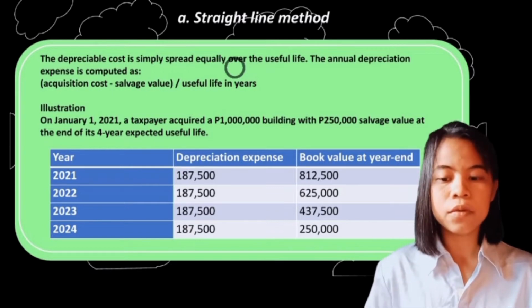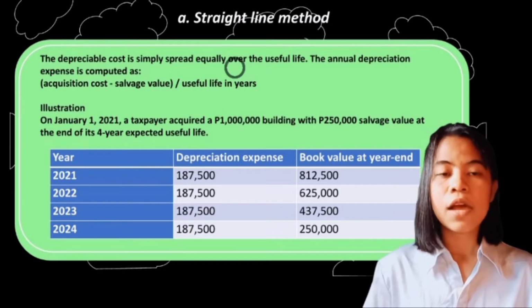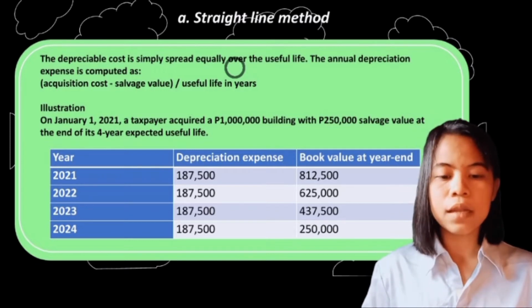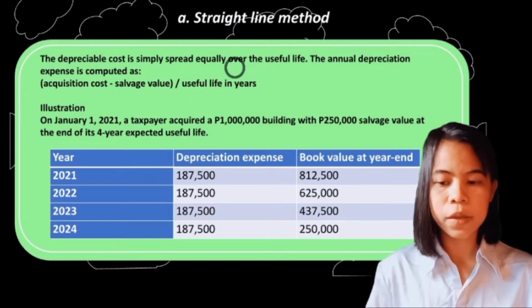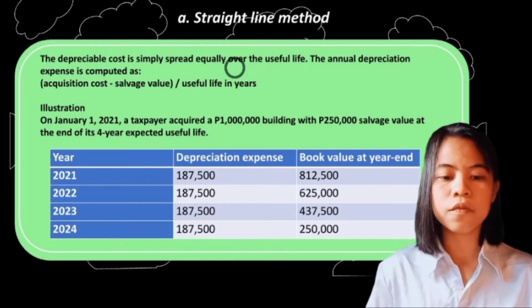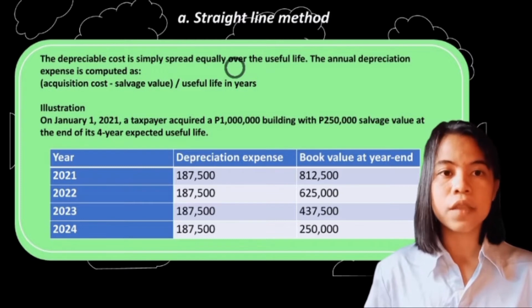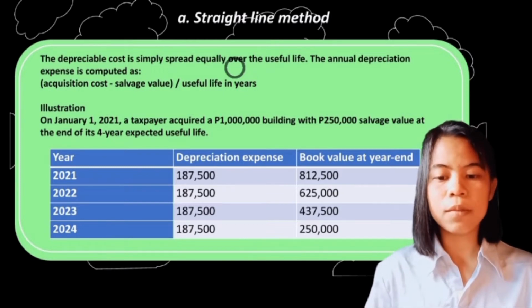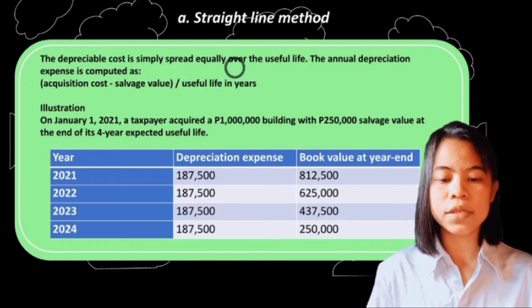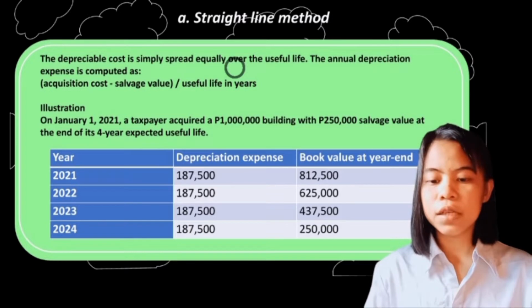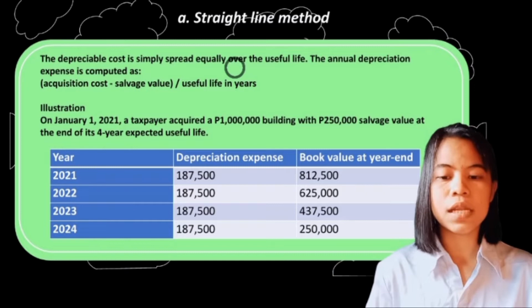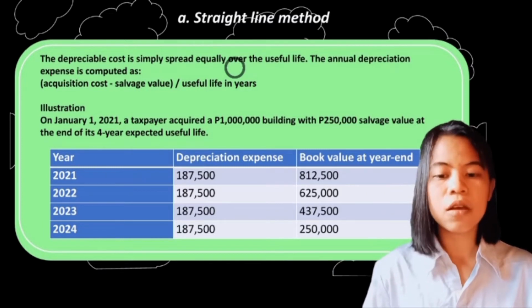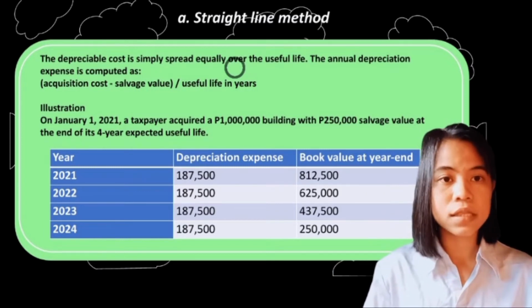Kaya nakuha yung 187,500. For the book value, deduct the cost to the accumulated depreciation expense. For year 2021, the book value is 812,500 kasi 1 million less 187,500. You get 812,500. For year 2022, the book value is 625,000. 1 million less the accumulated depreciation na 375,000.